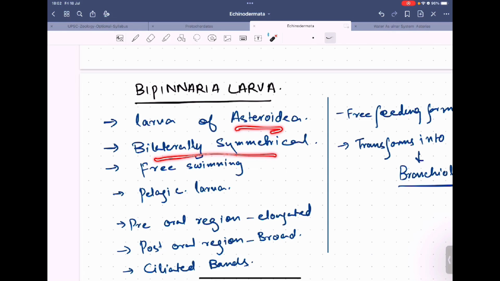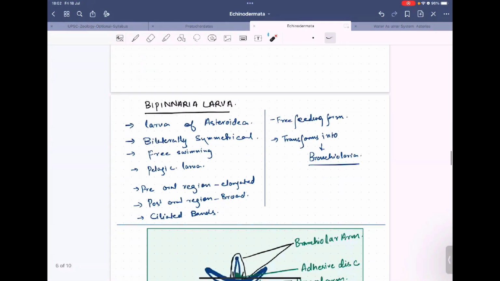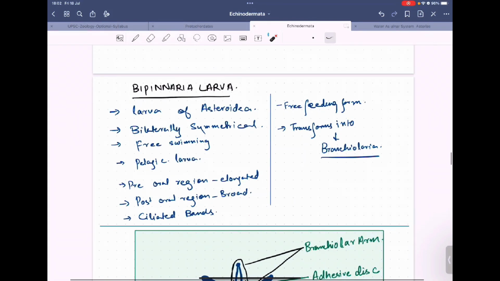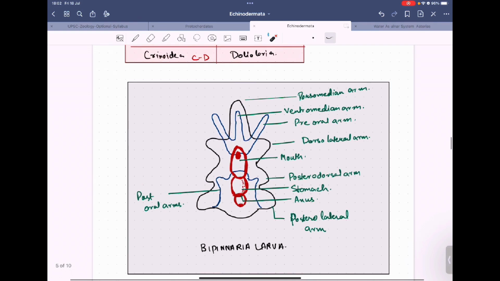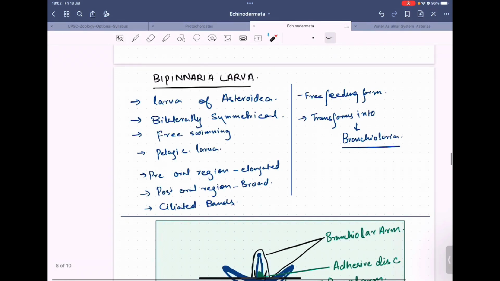It's bilaterally symmetrical. At the same time, it is free swimming, means it can swim, and it is a pelagic larva. The preoral region is elongated and the post-oral region is broad. So this is the preoral region, it's elongated, and the post-oral region is broad. It is a free feeding form and it transforms into brachiolaria larva.